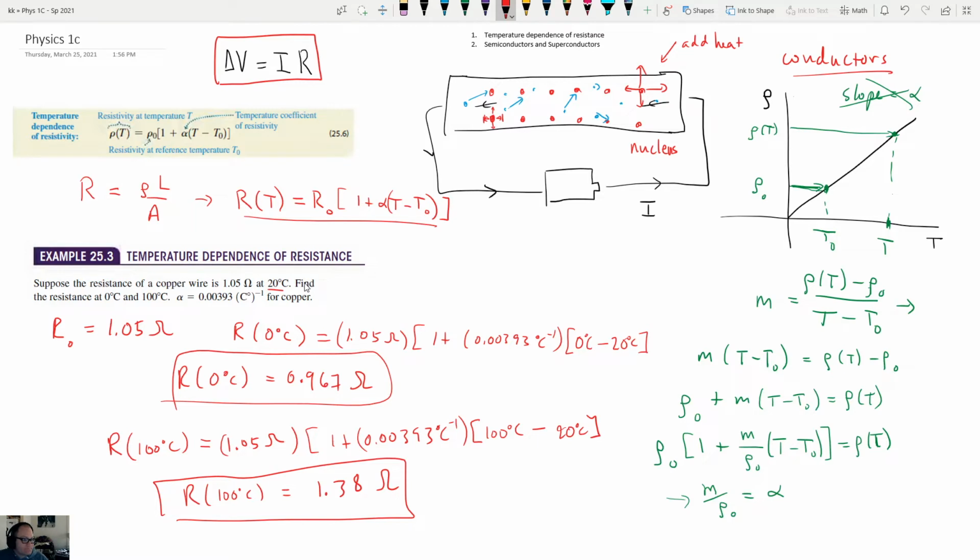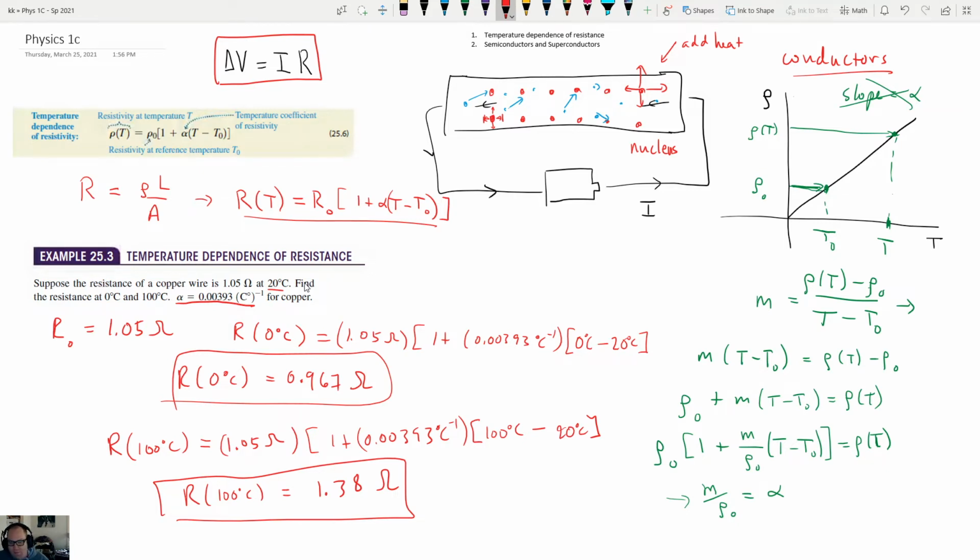But what's up? Yeah, so that 0.00393 is the alpha? That's alpha. Yeah, that's alpha. Alpha equals this. That's right. And again, that's a number that you can look up in a table. When you're doing your homework problems, there's a table in your textbook. You can, of course, also Google temperature coefficient of resistivity for metals, and you'll probably find a table.